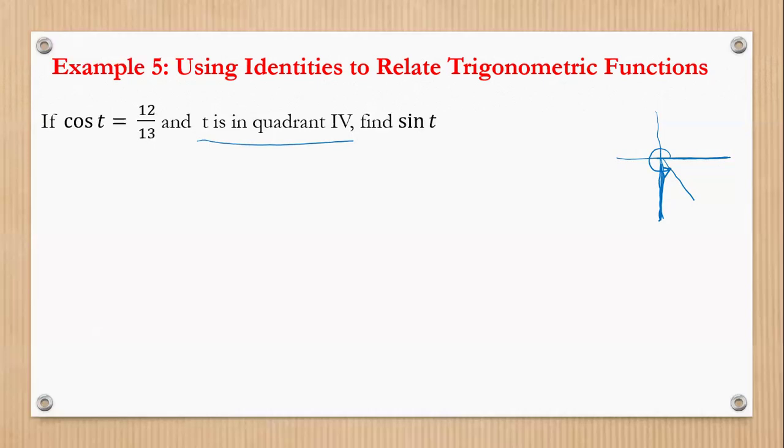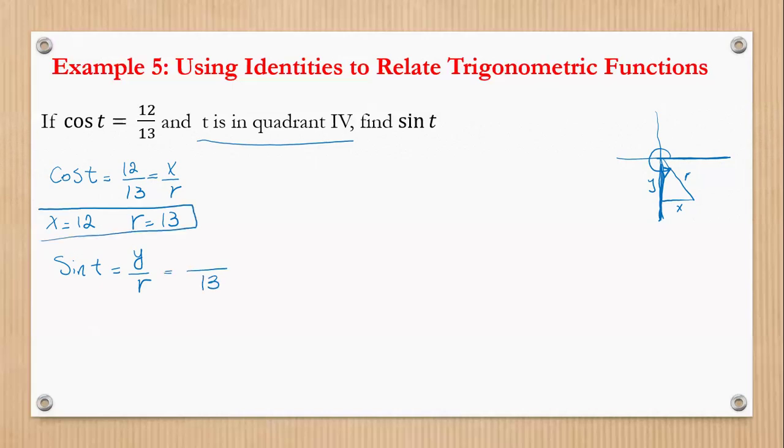I can use the right triangle properties for x, y, and r, and use those formulas. When it says the cosine is 12 over 13, I know that the cosine is always x over r, which means x must be 12 and r must be 13. If I want to find the sine of t, I need y over r. I know the r, but I need to find the y.